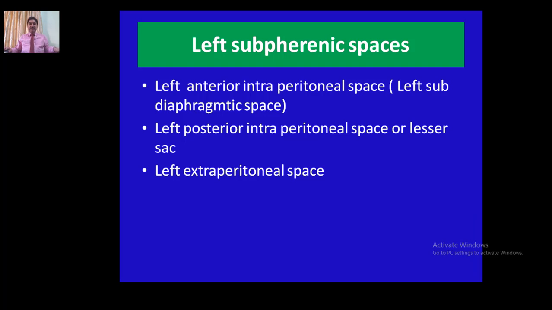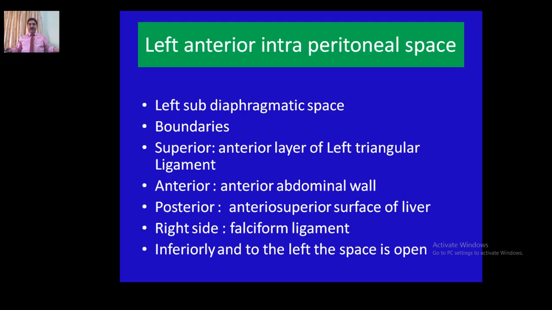Left subphrenic spaces, as already said, are left anterior intraperitoneal space, left posterior intraperitoneal space, left extraperitoneal space. Left anterior intraperitoneal space is also called the left subdiaphragmatic space.